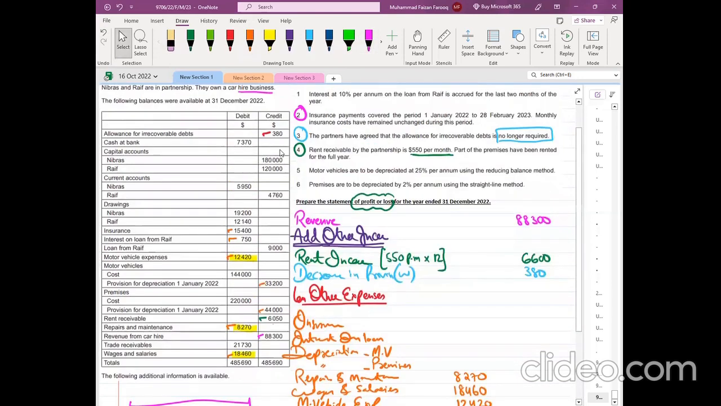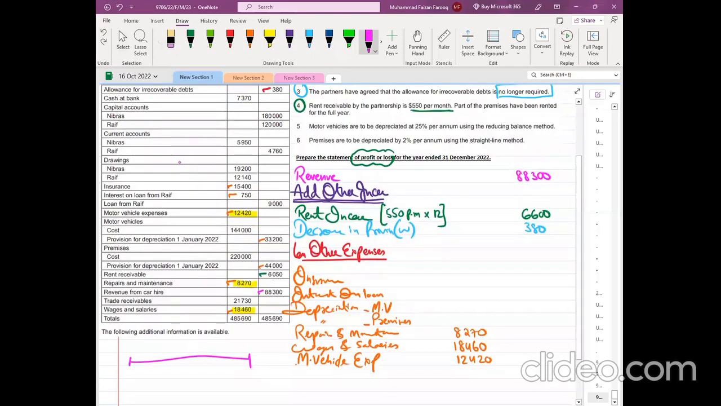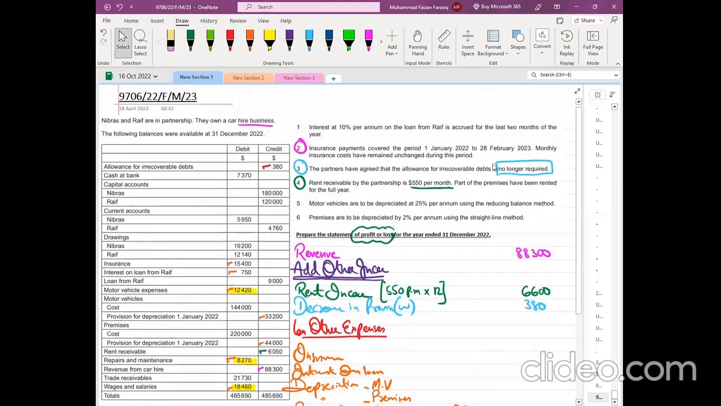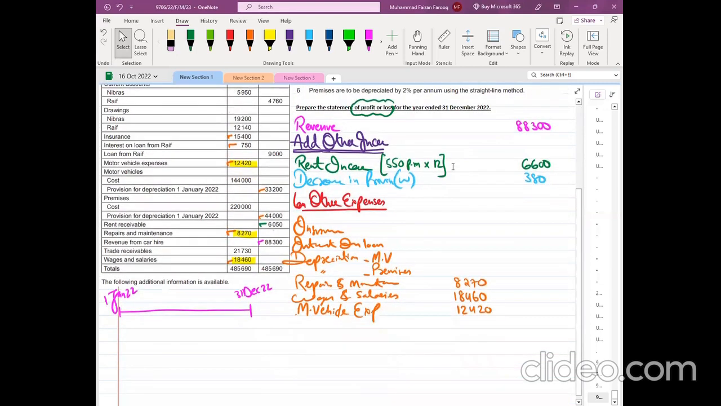What is your year end? The year end of the partnership is 31st December. Okay, December 22 now. So 31st December 22, which means it started from January 22. The insurance period is January 22 till February 23. You can see the insurance period is different, right or wrong? Yes. So it starts from January, but it ends on 28th of Feb. Am I right or wrong? These are how many months?